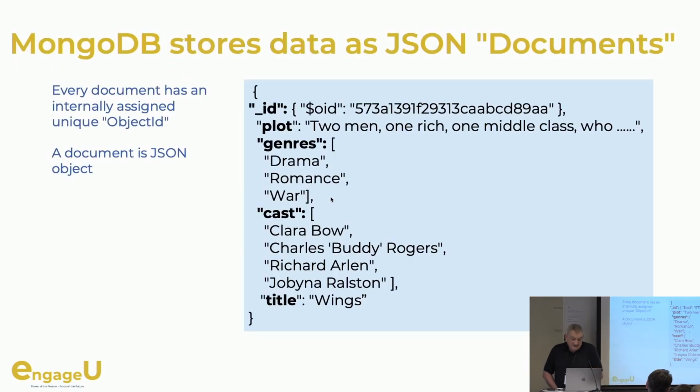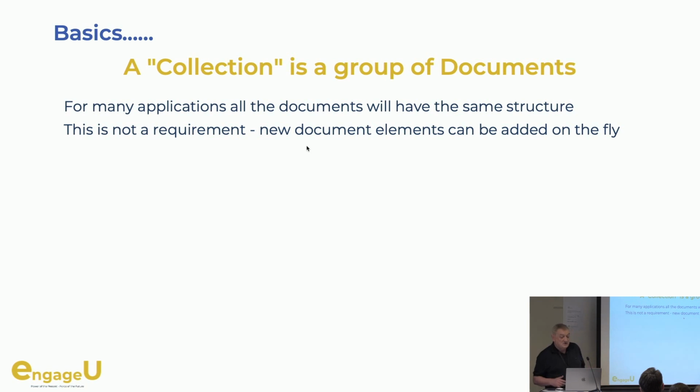MongoDB saves data as JSON documents. And here's an example. It's about a movie. It tells you what genres. There's an array saying what genres it belongs to. And there's another array saying who the cast is, and a text value pair saying what the name of the movie is. And a collection is a group of documents.